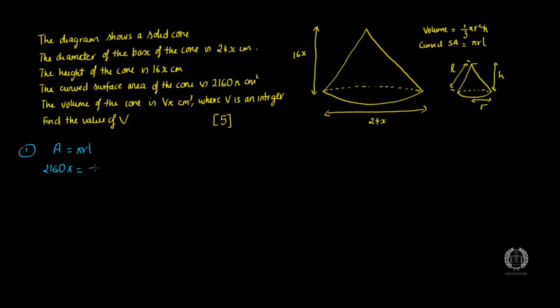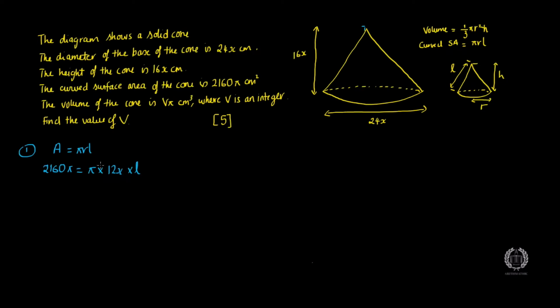And then we'll keep the pi here times the radius. Now the radius, we know that the diameter here is 24x. So what would be the radius if this is 24, the diameter? We halve it. So that would be 24 divided by 2, which is 12. But there's an x, so we put 12x times L. So L is basically this length, right? But we don't know what this length is, so we'll just leave it there for now. Okay, so that's the first thing that I'm going to do, right?